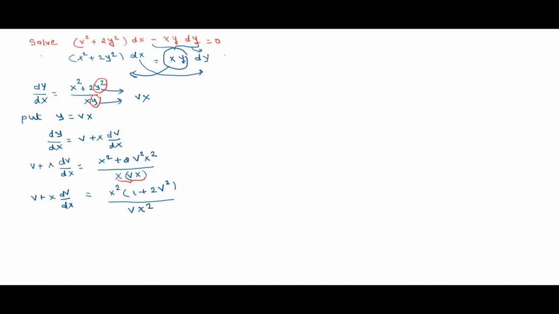Vx square. Now in numerator as well as in denominator, x square cancels. Then v plus x into dv divided by dx is equal to 1 plus 2v square divided by v. So this second step is over. Now the third step: you have to collect the terms containing v and dv on one side, x and dx on the other side, meaning separating the variables.